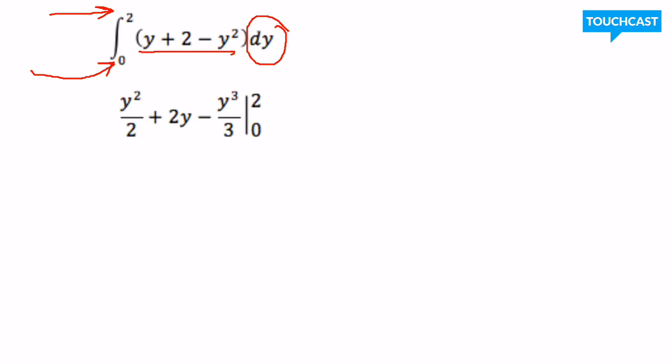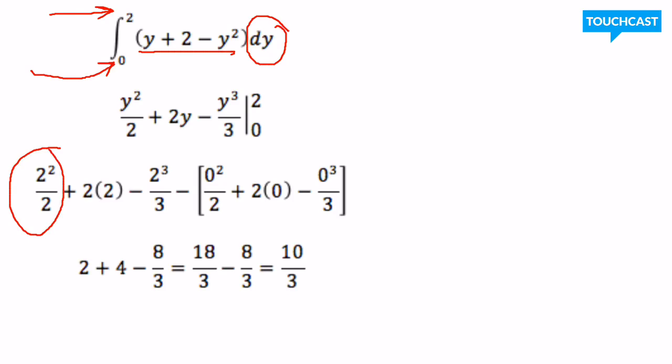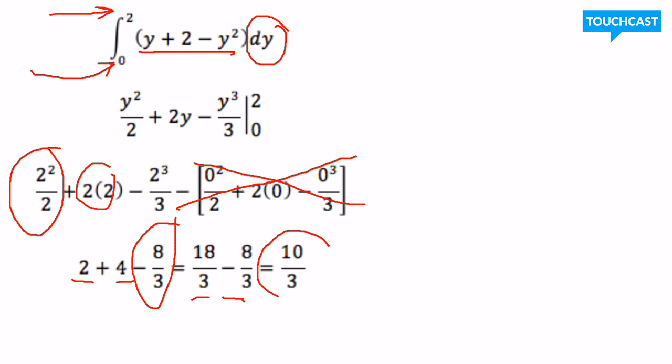That's just y squared over 2 plus 2y minus y cubed over 3. I'm going to evaluate from 0 to 2. I'm going to plug in 2 everywhere I had a y. Then I'm going to subtract what I get when I plug in a 0 everywhere I had a y. So 2 squared over 2 simplifies to 2. 2 times 2 simplifies to 4. 2 cubed over 3 is 8/3. These all turn out to be 0. So 2 plus 4 makes 6. If I translate that into thirds, 6 is 18/3, and I'm going to take away 8/3. Gives me 10/3.